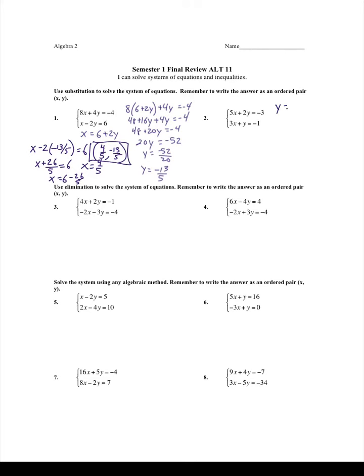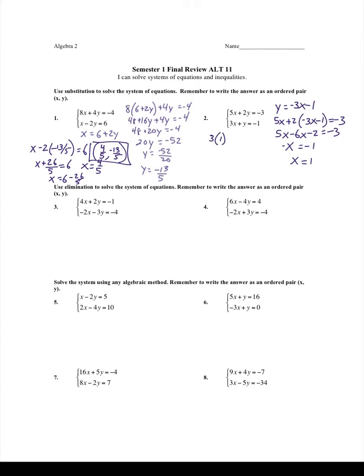For the next one, we're going to subtract 3x on the second equation to get y equals negative 3x minus 1. Substitute that into the other equation. 5x plus 2 times negative 3x minus 1 equals negative 3. We're going to distribute the 2. It gives us negative 6x minus 2. Combine our like terms. Negative x equals negative 1, so x equals positive 1.